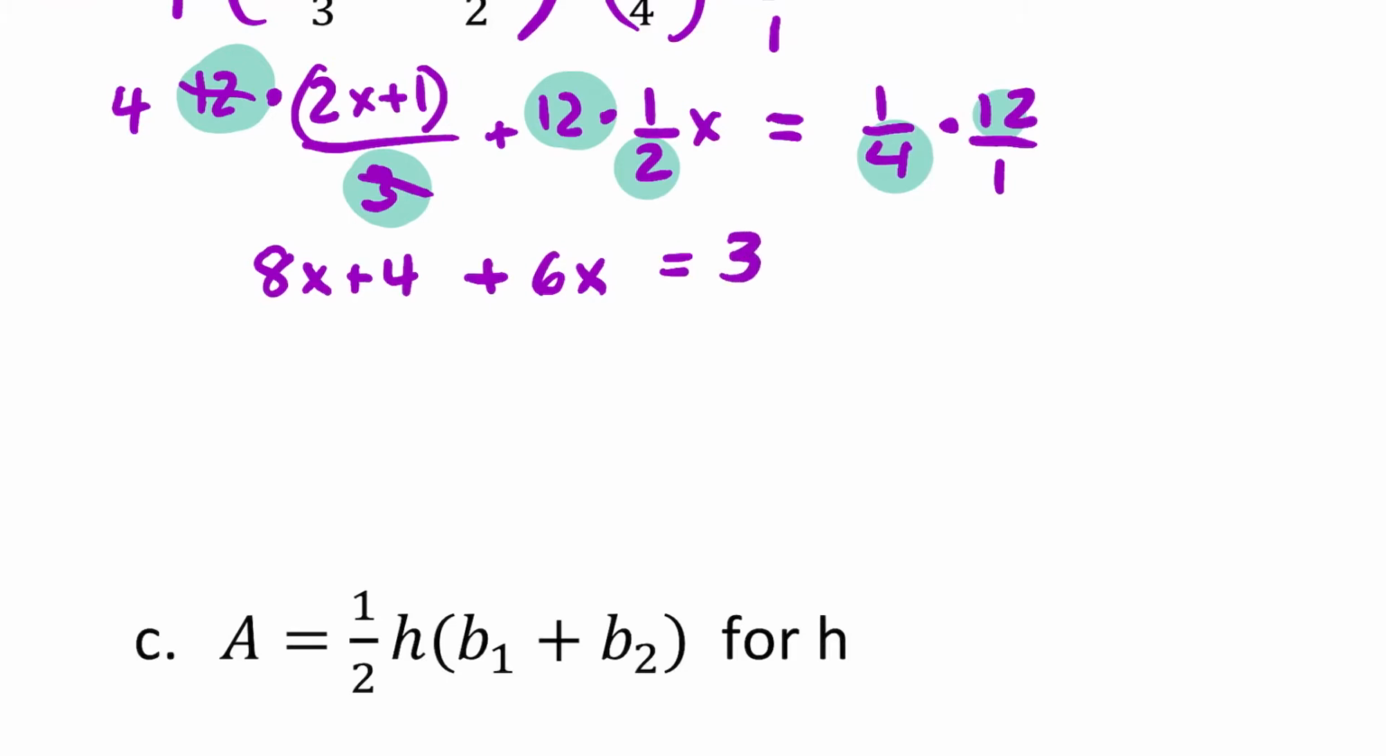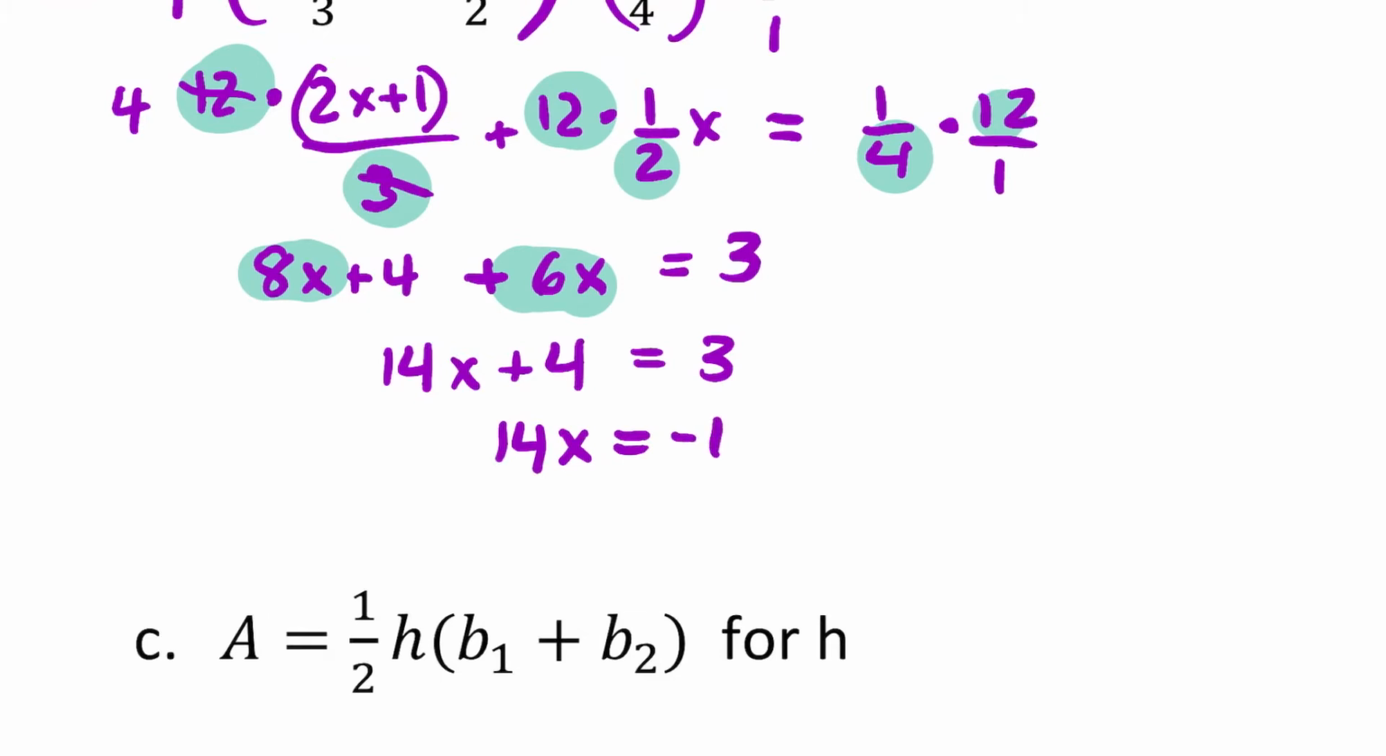So that's one option. It got rid of all of my fractions. And then I could just combine my like terms that are on the same side here and end up with 14x plus 4 equals 3. Subtract 4 from both sides, and then divide by 14 to get x equals negative 1/14.